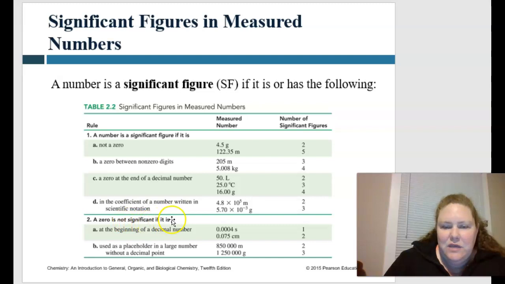A zero is not significant if it is at the beginning of a decimal number. Okay, so this one, you see how it's 0.0004 seconds. That's only one sig fig because all those zeros are just placeholders. Okay, 0.075 is only 2 because those zeros before are, again, placeholders. Or if it's, again, used as a placeholder in a large number without a decimal point. So 850,000 meters, you would only have 2 sig figs. So I know that this gets a little bit sneaky, so take a second to write that down and just kind of remember this, and we're going to do a couple practices. Okay?